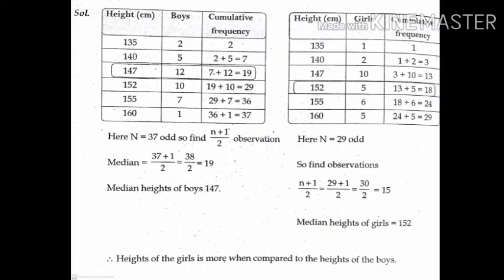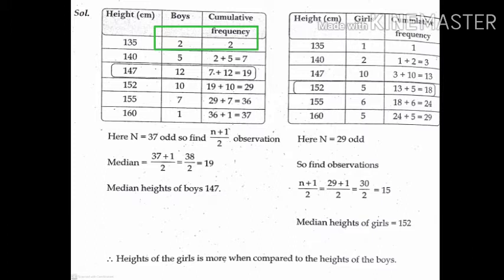Solution. If we want to compare the heights of the boys and girls, we can find the median of heights of boys and girls. First we have to find the median of heights of boys. In this case, we have to create the table with three columns, that is height, boys and cumulative frequency. First substitute the heights and frequencies of the boys from the question. Next we have to calculate the cumulative frequency.